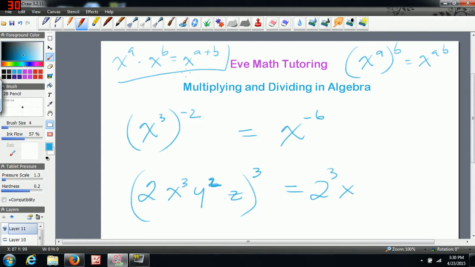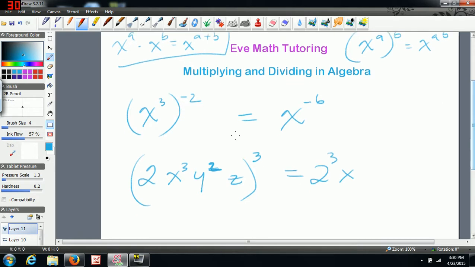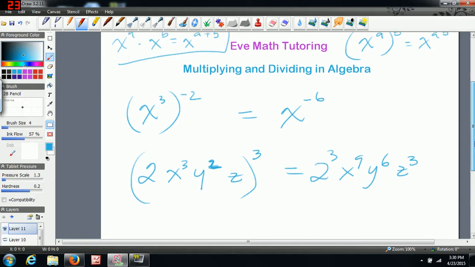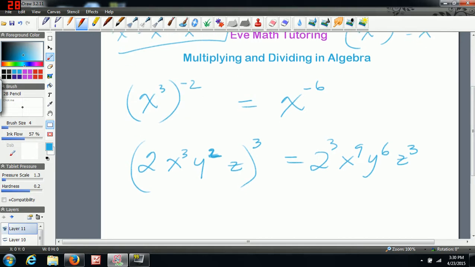So in this case it becomes x to the 9, and then y to the 6, and then there's a 1 here, so that becomes z to the 1 times 3, so that becomes 3. Okay, so that's how you would simplify something like this with an exponent.